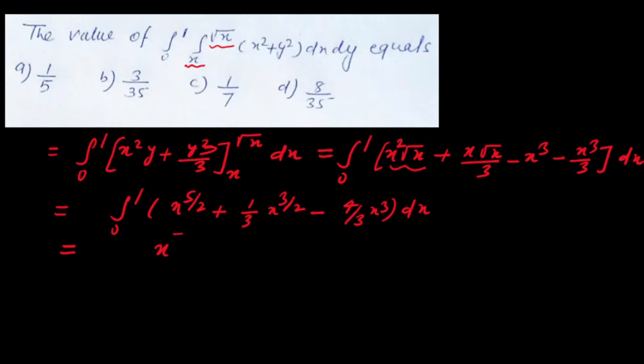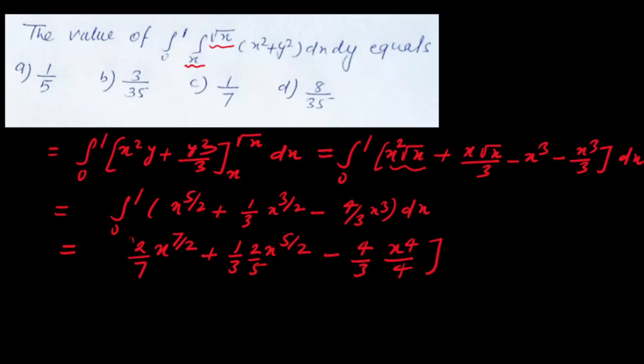So if I integrate, I will get x to the power 7 by 2 multiplied by 2 by 7 plus 1 by 3. Integration of x to the power 3 by 2 is x to the power 5 by 2 into 2 by 5 and minus 4 by 3. Integration of x cube will give me x to the power 4 by 4, and the limits of integration here are 0 to 1. So if I put 1 here, I will get 2 by 7 plus 2 by 15 and minus this 4, and this 4 is cancelled. I will get minus 1 by 3, and if I put x equal to 0, every term will become 0, so no need to write.